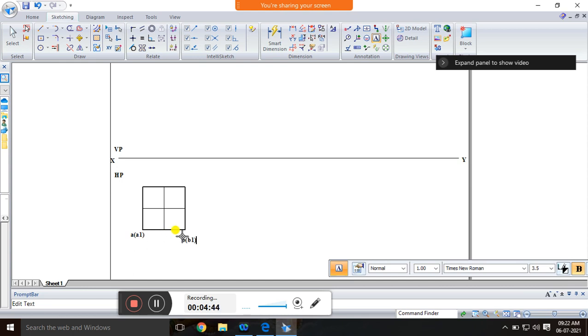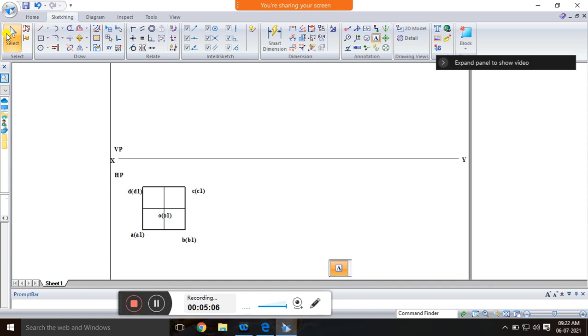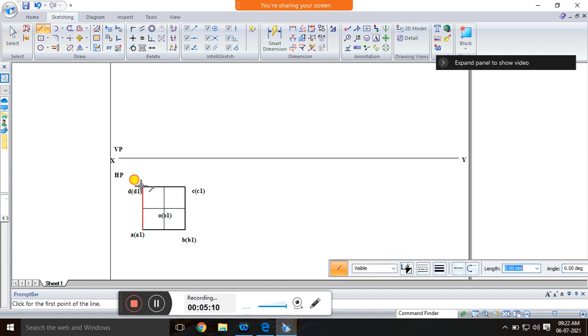B1. This means the top face is visible, the bottom face is not visible. Top face is always A, B, C, D, and bottom face is always A1, B1, C1, D1, which are not visible. So C1, similarly D, D1, and here in the middle it is O1. Clear? So these are the visible points and the rest are invisible points.